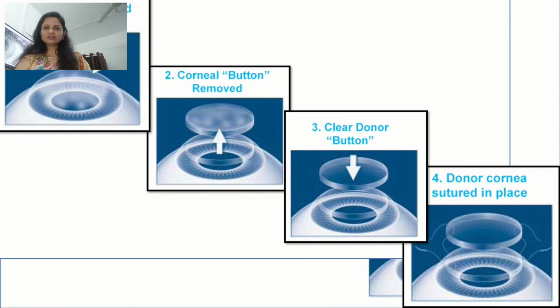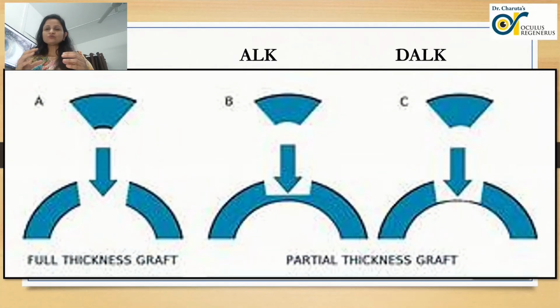Now this keeps happening for almost a year. The strength between the new cornea and the old cornea builds for almost a year. Another important aspect is how much of the cornea we change.